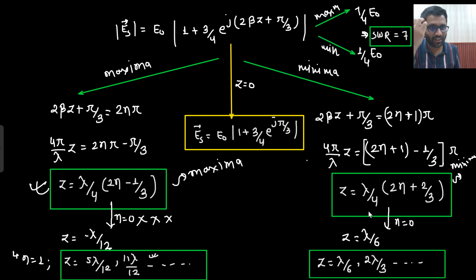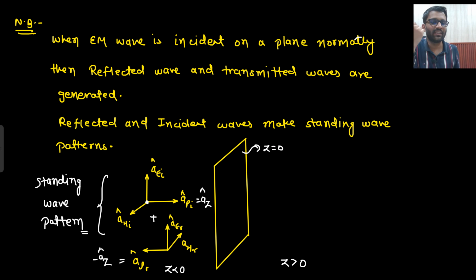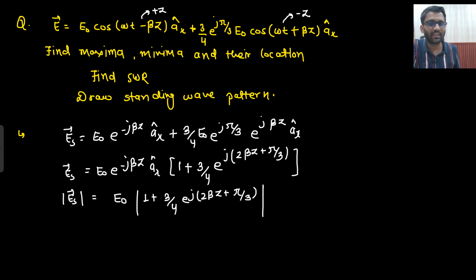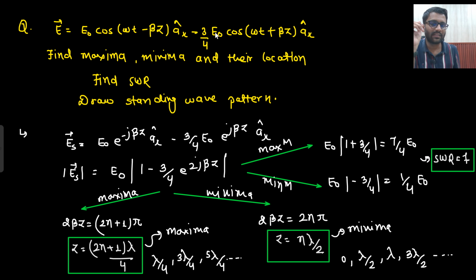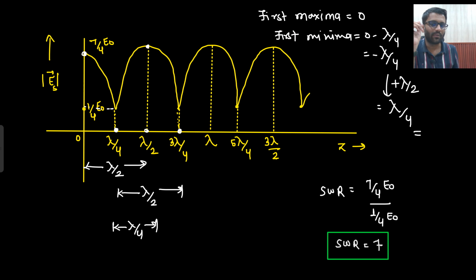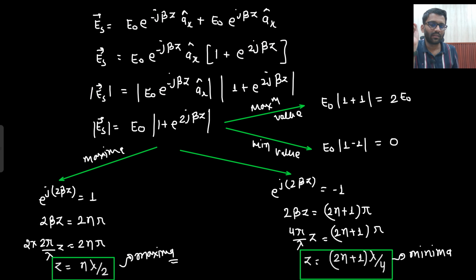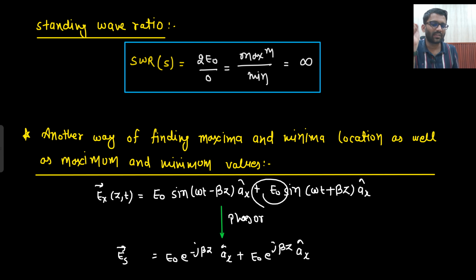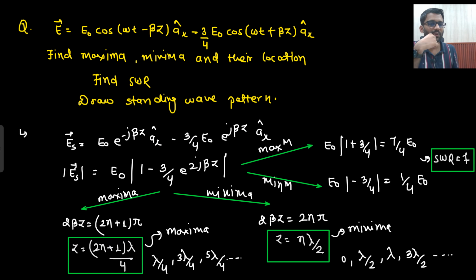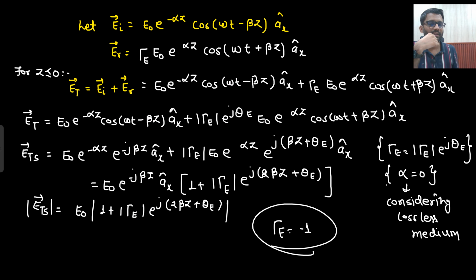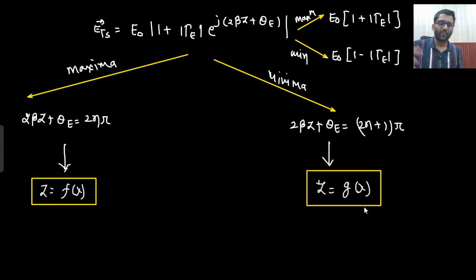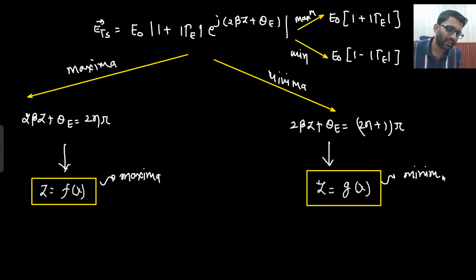You did not even get to know that you have studied this topic. Previously, in mathematics, we studied this topic. This was your gamma e only. Did you realize this? This is my gamma e: minus 3 by 4, plus 3 by 4, minus 1. And here gamma e was plus 1. So you studied this, you just did not know. Are you getting this point? So from here I will get this as my maxima and this as my minima, and then I can draw my standing wave pattern.